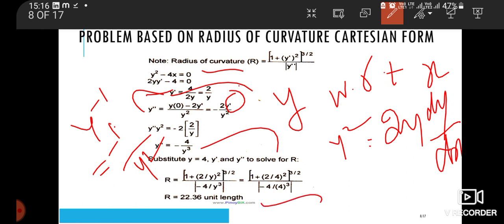You all should know why I am writing the modulus here. We never attain a negative value in radius of curvature. Radius always should be positive. So that's why we are mentioning the modulus here.